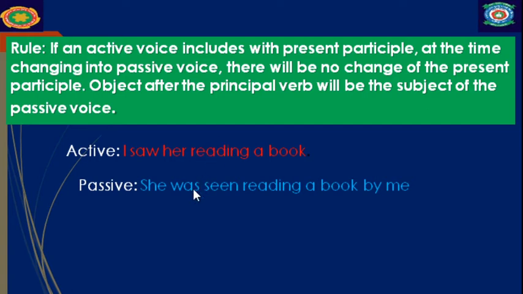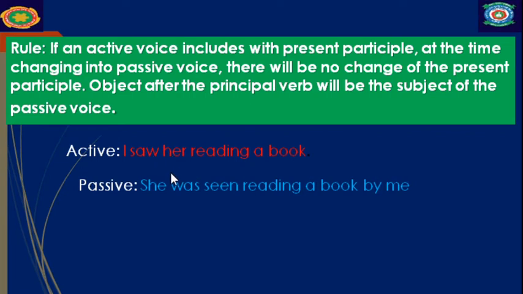So you have to keep in mind that when you see a participle, you should pick up the object that comes after the base form of the verb. I can see another object, a book, but you should not pick up this. You should pick up this object as the subject. So how will you change this? At first, according to the previous rule, she was seen.